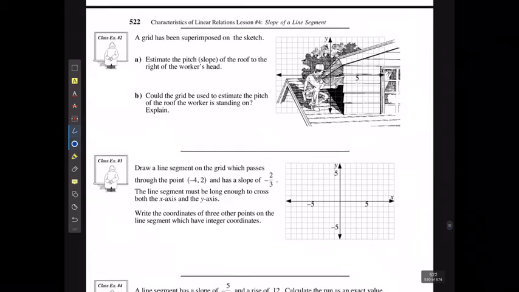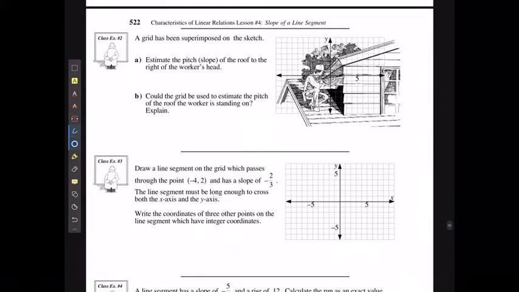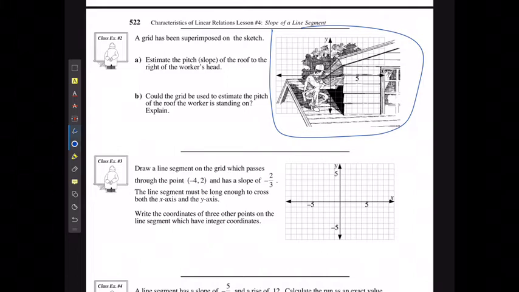If I'm looking at example 2, a grid has been superimposed on a sketch that we can see to the right here. Estimate the pitch or slope of the roof to the right of the worker's head. So I'm going to take an approximate point that it looks like it goes through, pick another one, and I can see that in this case it went up by 1 and right by 3. It's going to be about 1/3.